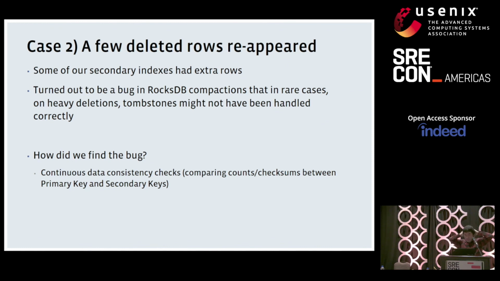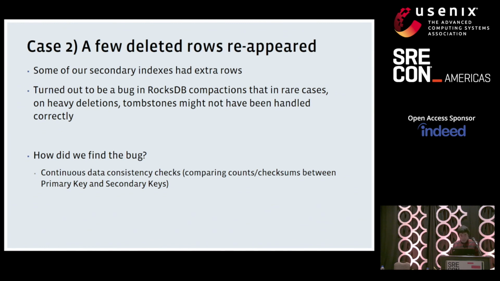The second issue was an application bug: a few deleted records that reappeared. Some of the secondary indexes started to have extra records on very few instances, so we started seeing the problem. After several rounds of debugging, it turned out to be a bug in RocksDB's process called compactions, that in rare cases, on heavy deletions, deleted records might not have been handled correctly. So this was one of the bugs we faced in production.